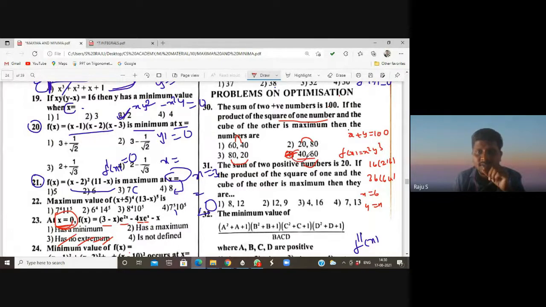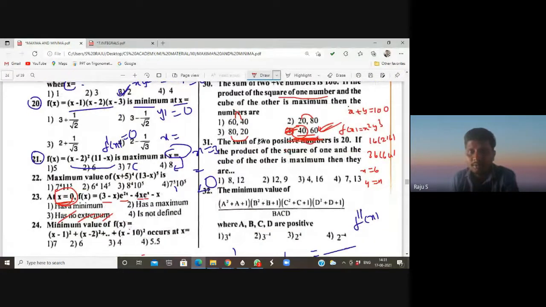For example, the x value you got is 40. Then the y value is 100 minus 40. The fourth option is correct. If you get x value 40, directly 40 means the fourth option is correct. Here also the fourth option is correct. And at the same time, question number 31 is also like that only.